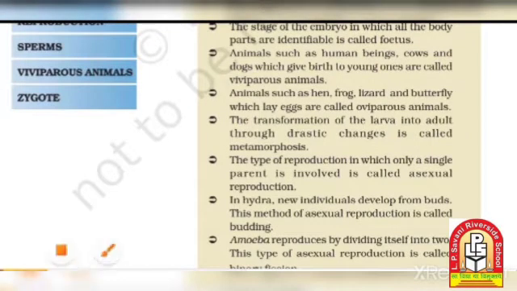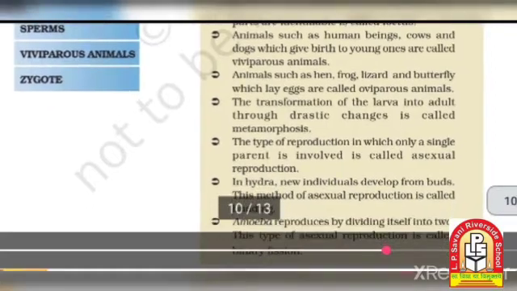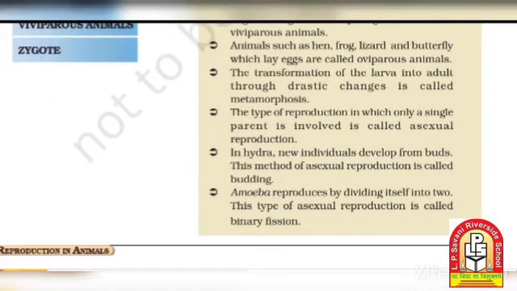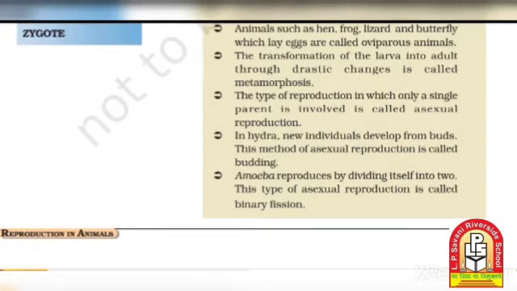Then after, the type of reproduction in which only a single parent is involved is called asexual reproduction. Okay, so asexual reproduction is reproduction without sex. In hydra, a new individual develops from the buds. This method of asexual reproduction is called budding.